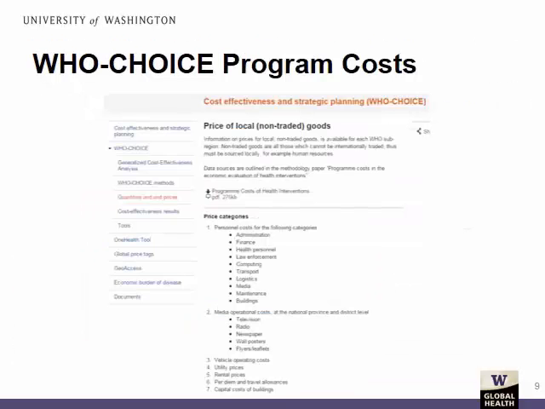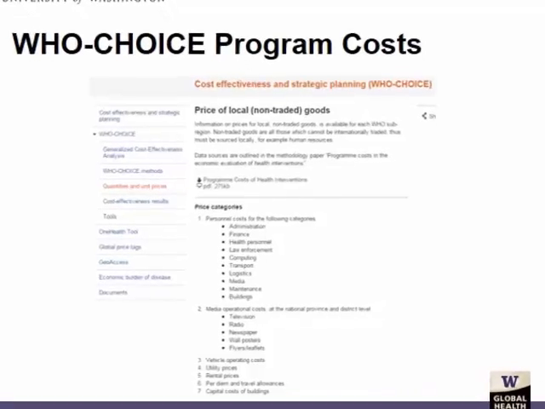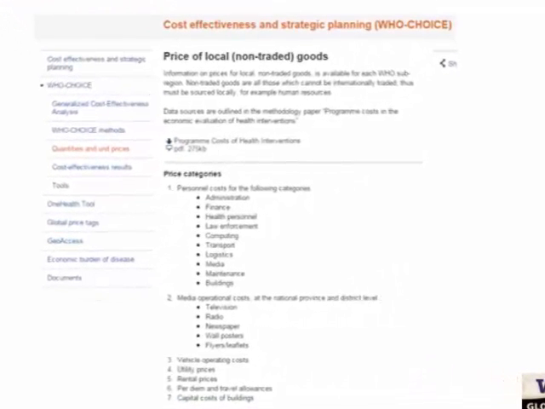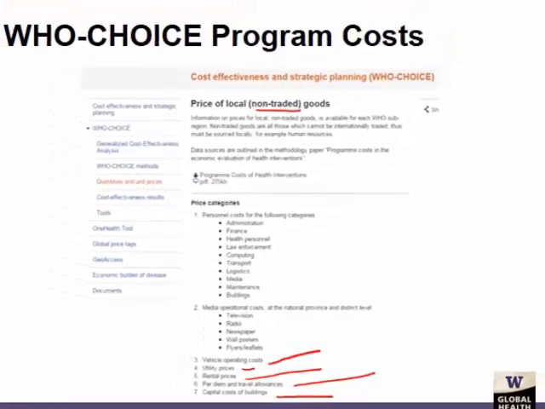So here's the WHO Choice Program Cost page. This is the price of local non-traded goods. And you'll find things like administration, finance, health personnel. You see things like media. You see operational costs for vehicles, electricity and water, rental prices, per diem and travel allowances, the capital cost of buildings. So you have many cost estimates on this website.